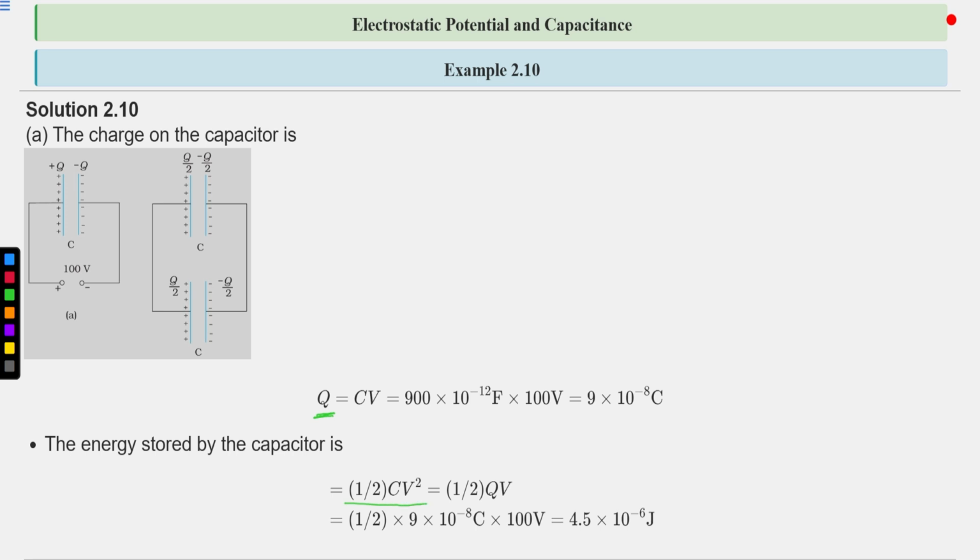So here it is half CV square equal to half QV. We have found the charge, 9 into 10 to the power minus 8 coulomb, into V, which is 100 volt. So after solving, the energy stored is 4.5 into 10 to the power minus 6 joule. This is in the first case A, when this capacitor is connected to the 100 volt battery.